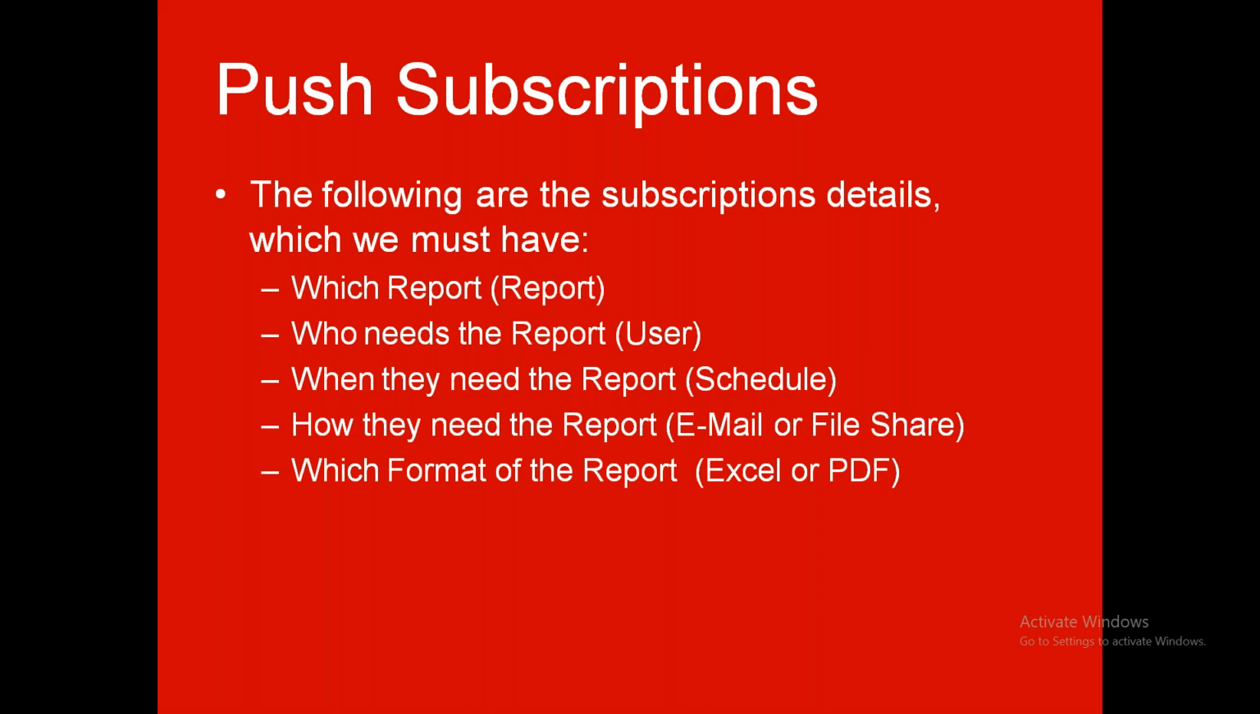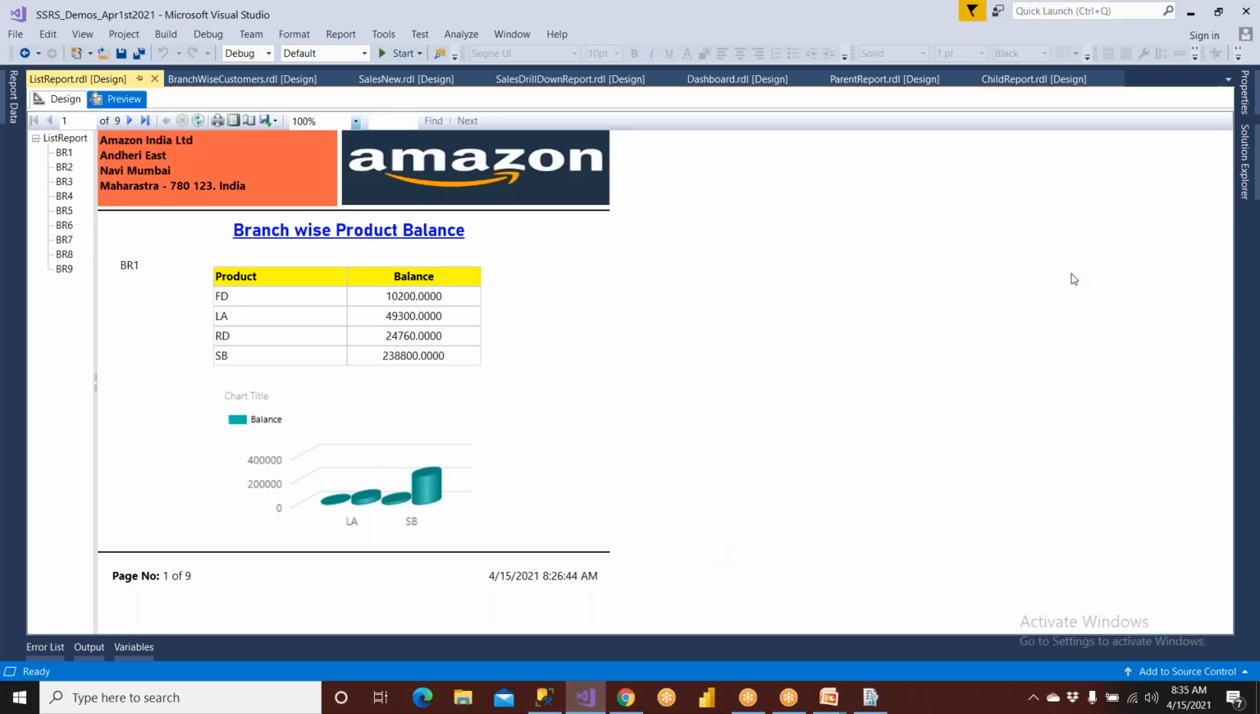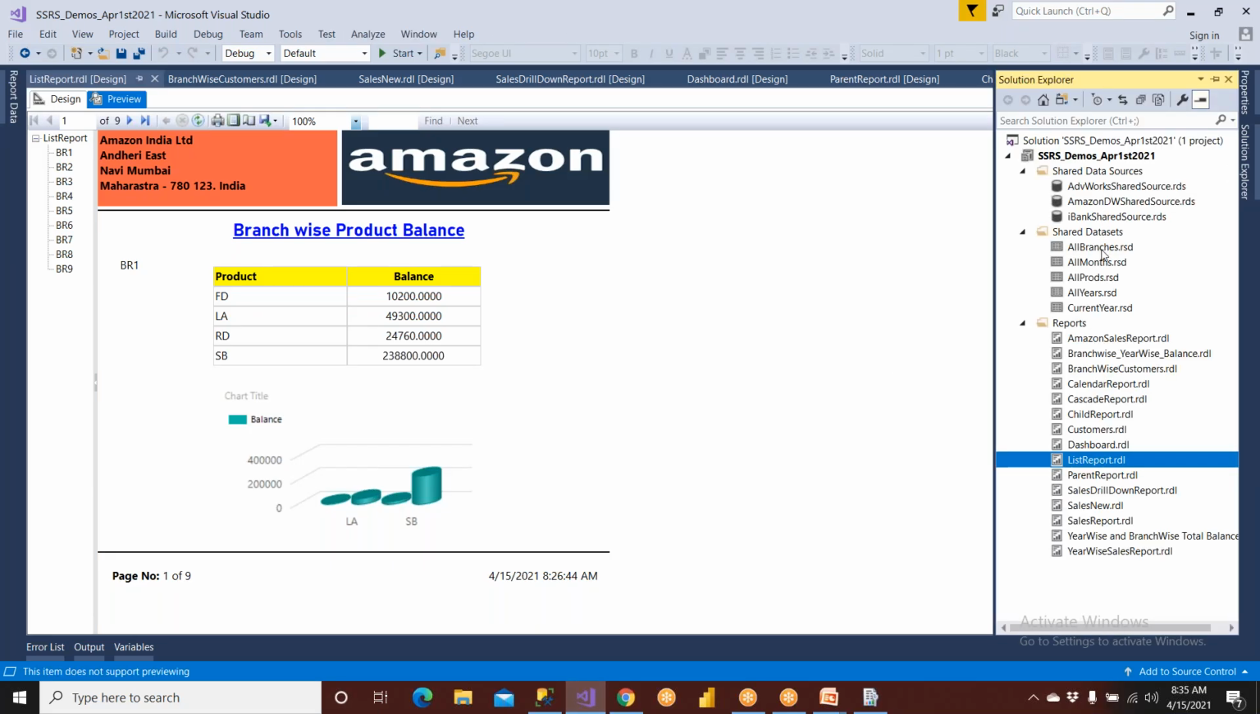Clear? So it is very, very important that the DBA team gathers all the information before creating the subscriptions. Otherwise, you cannot simply create subscriptions, right? So all this data needs to be gathered. Now you must create a subscription. So these are the prerequisites. You must create a shared data source. Already we are using shared data sources, right? So that is already done.